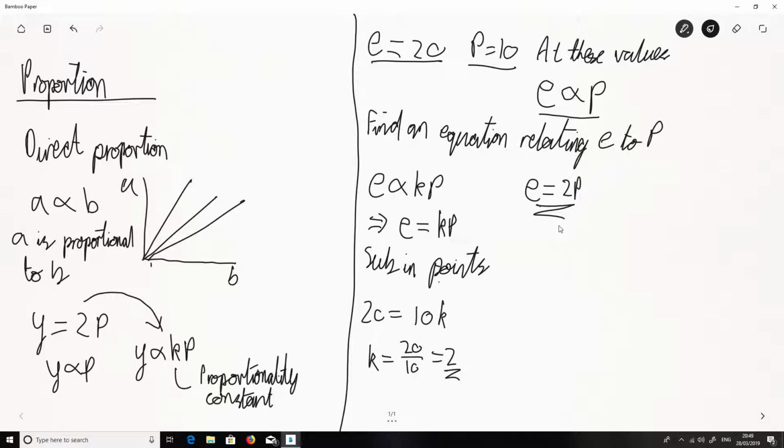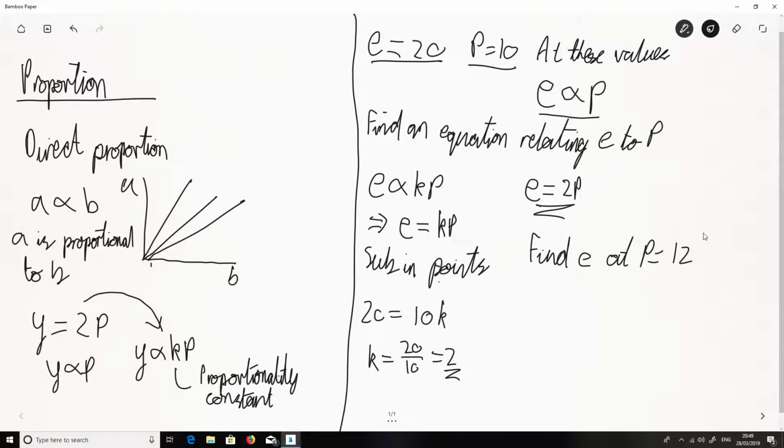So it might tell us to find another value of E, just to test that you've definitely got it right. So for example, it might say now find E at P equals 12.